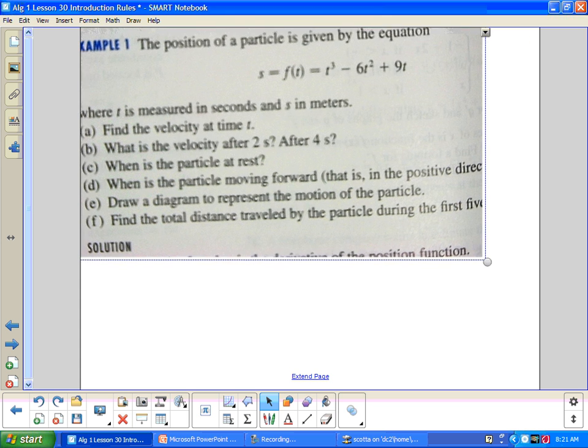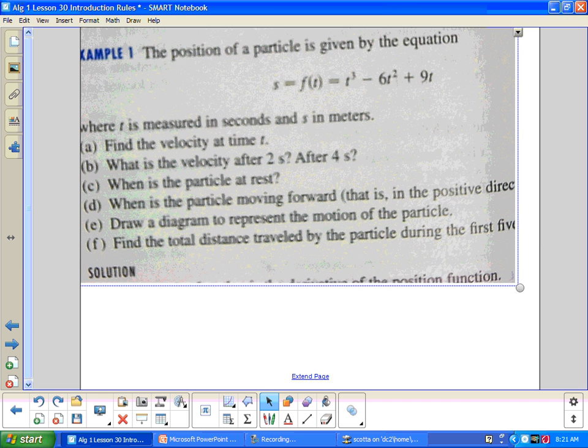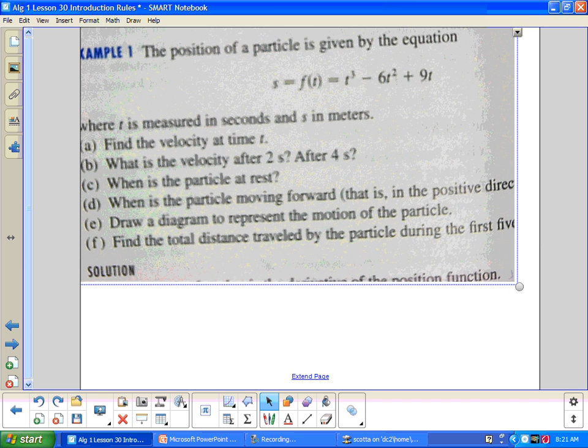So the position of a particle is given by an equation. Now, developing these equations is really hard in the real world. But we're going to walk it forward. The position is f of t equals t cubed minus 6t squared plus 9t, where t is measured in seconds and s is measured in meters. So find the velocity at time t. Well, we just talked about this. If I want to find the velocity of a position function, what do I have to do? All right, let's do it.